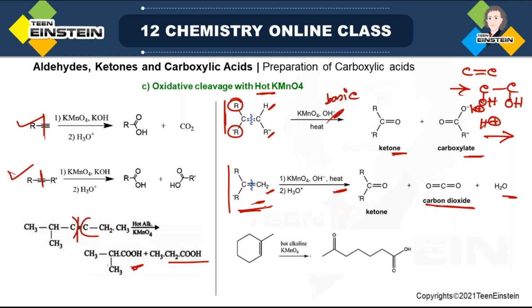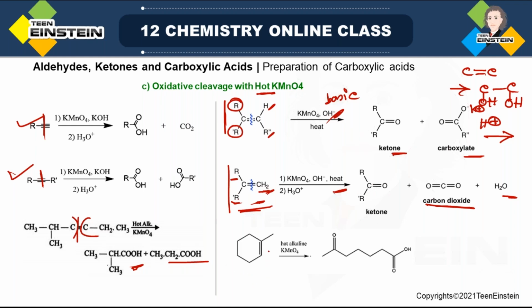So this is actually not a synthesis of carboxylic acid, but you should also know that when you have a terminal CH2, or both sides have 2 R groups, on both sides you are not getting any carboxylic acid. There must be 1 R group and 1 hydrogen.